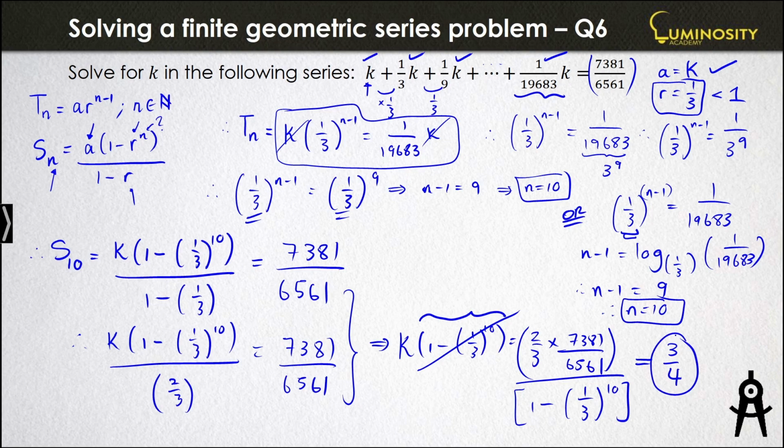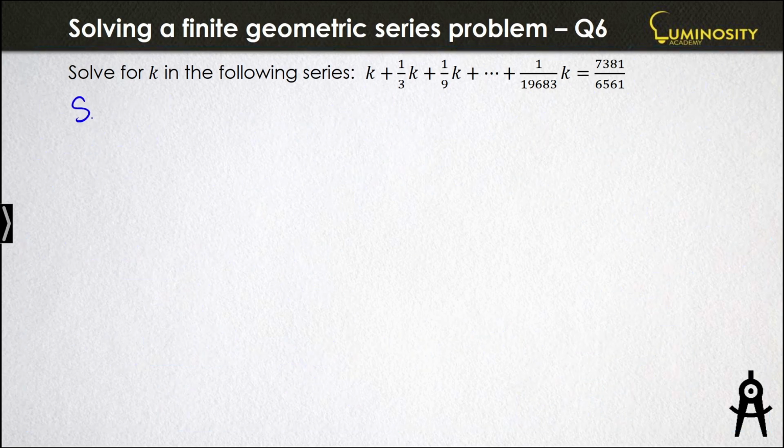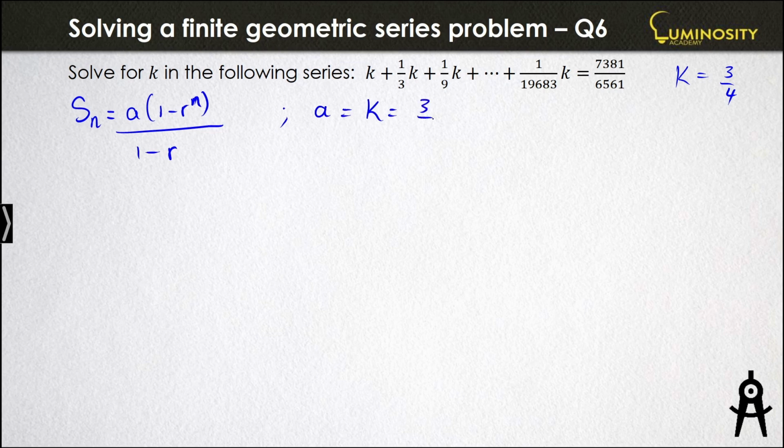How do we know that that is correct? Well, we can have a check. So let's just clear everything here. What we found was that k was 3/4. That's what we solved. So remember, S sub n is a times 1 minus r to the n over 1 minus r. We know that a, which is our k value, is 3/4. R we worked out was a third, and n we calculated the sum of 10 terms.